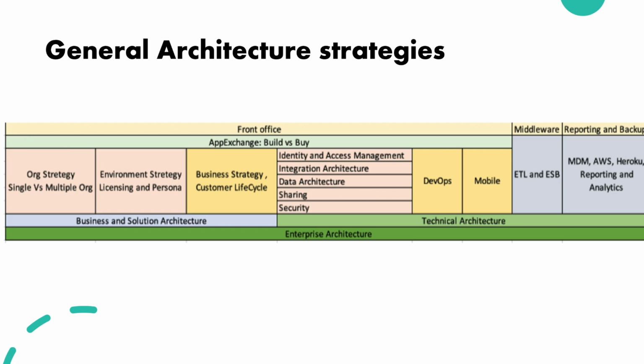Now come to the technical architecture. When it comes to the technical architecture part, there are multiple things that come into the picture, like how you will be integrating two systems, how your identity and access management will work, how the data flow and data architecture will work, and how you will do the sharing and security implementation. Once you have everything ready on this part and your Salesforce solution is ready, consider the DevOps process and implementation, how the deployment will happen, and also consider mobile, so that in future if the customer wants, they can move to mobile.